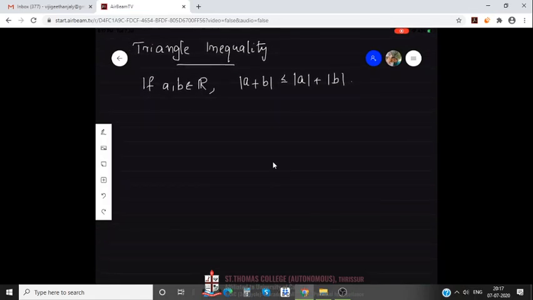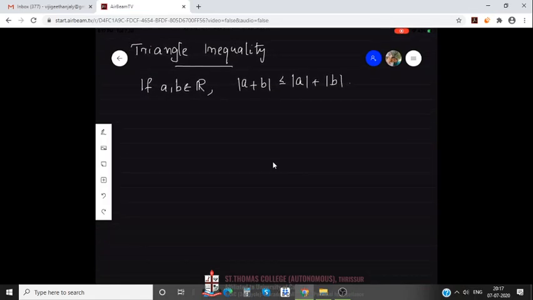The triangle inequality says that if a and b are two real numbers, the absolute value of a plus b is less than or equal to the absolute value of a plus the absolute value of b. The sum of two sides of a triangle is greater than or equal to the third side. So we have to prove this triangle inequality. How can we prove this theorem?